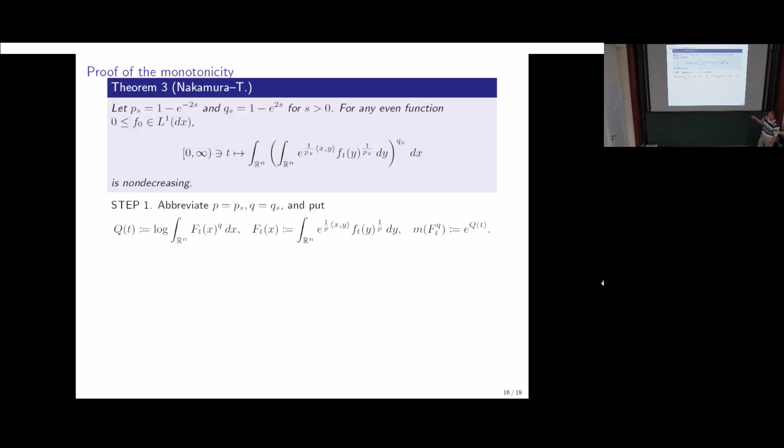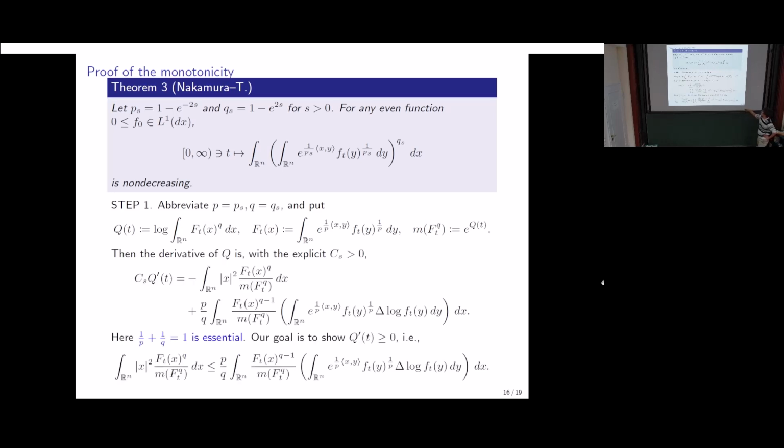Okay, maybe time is short, but we will explain briefly how to show this monotonicity. The idea is simple: consider the derivative of these, more precisely the logarithm of these. Then you can obtain, so actually you can consider like this one. Therefore our goal is to show this inequality.